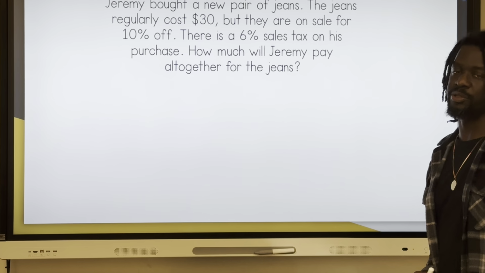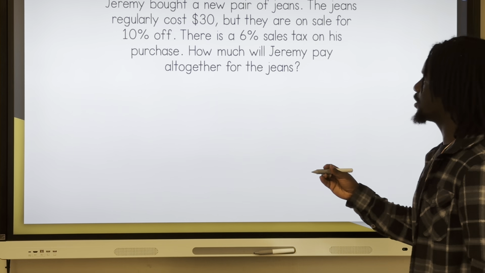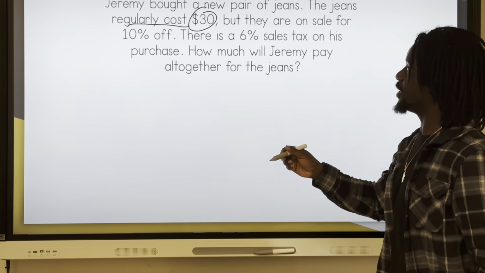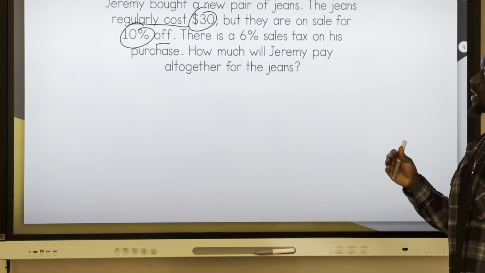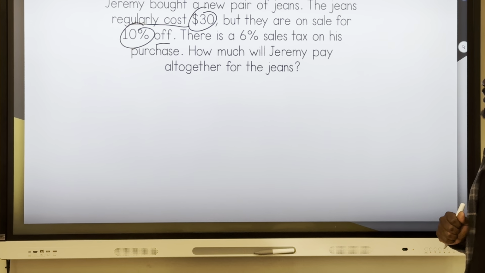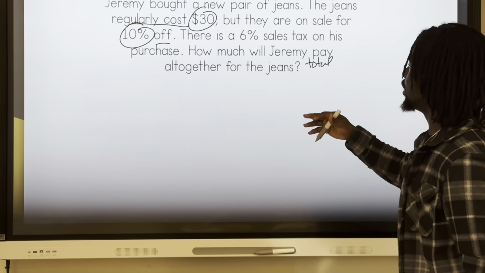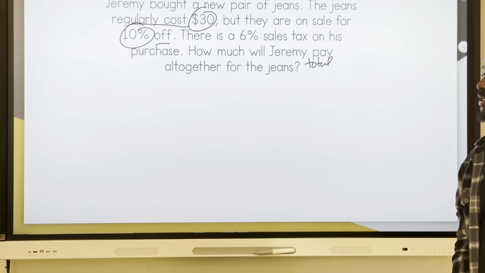All right, question number 3. Jeremy bought a new pair of jeans. The jeans regularly cost $30, but they are on sale for 10% off. There is a 6% sales tax on his purchase. How much will Jeremy pay altogether for the jeans? So we're looking for the total after the discount and after the sales tax.